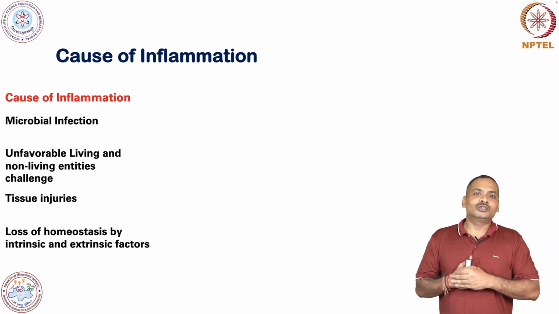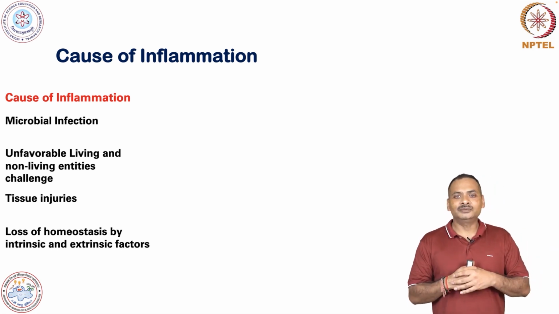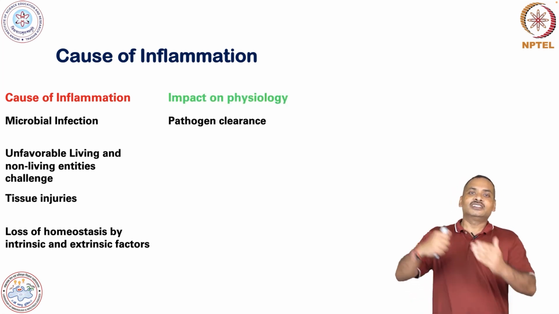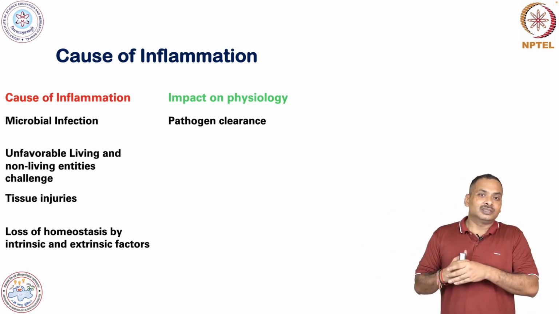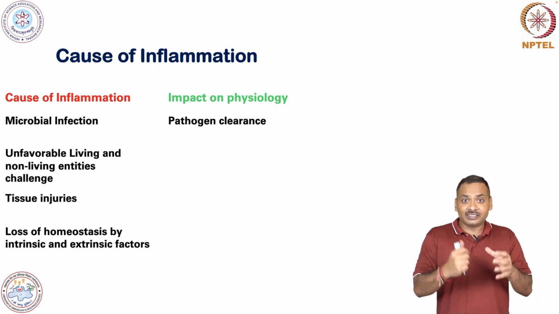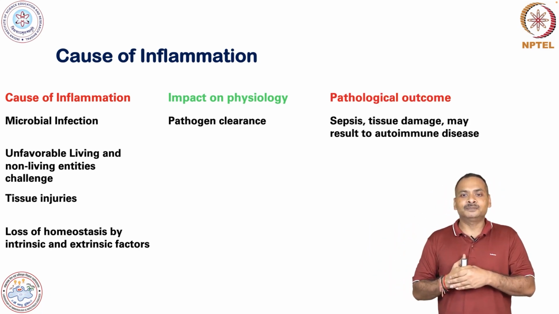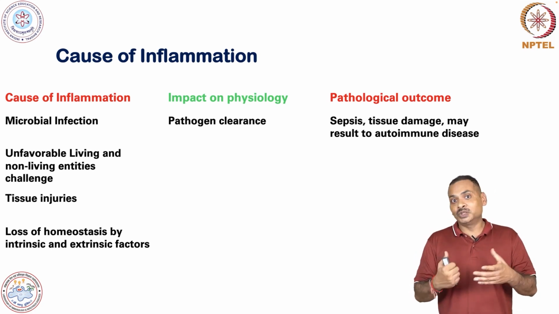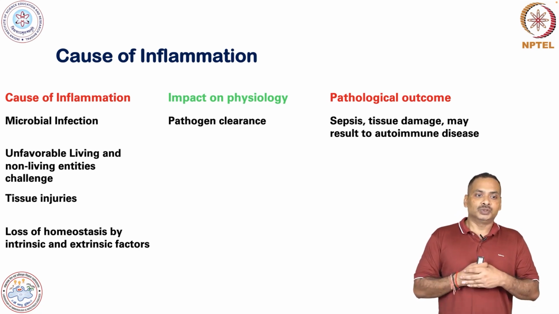Now, what is the impact on physiology? If there is a microbial infection, then the pathogen will be cleared. If the pathogen is not cleared, then that results in a physiological or pathological situation, which results in disease, in pathogenesis or pathological problems. And what could this be? This could result in some kind of sepsis, tissue damage, or the development of some autoimmune disease.